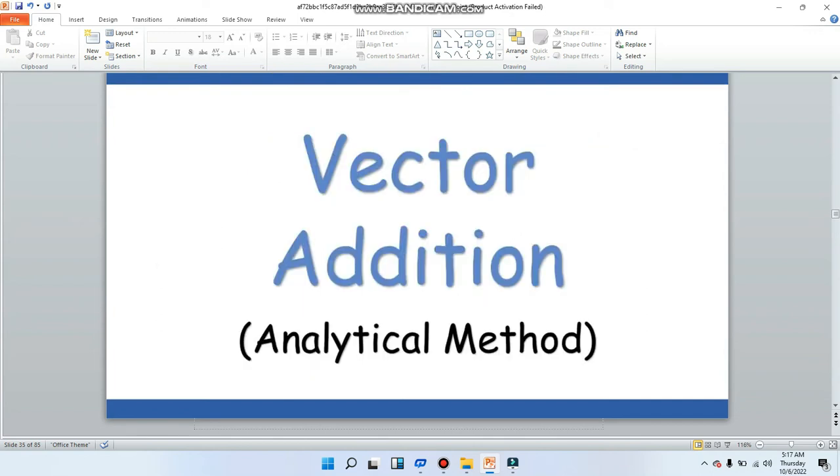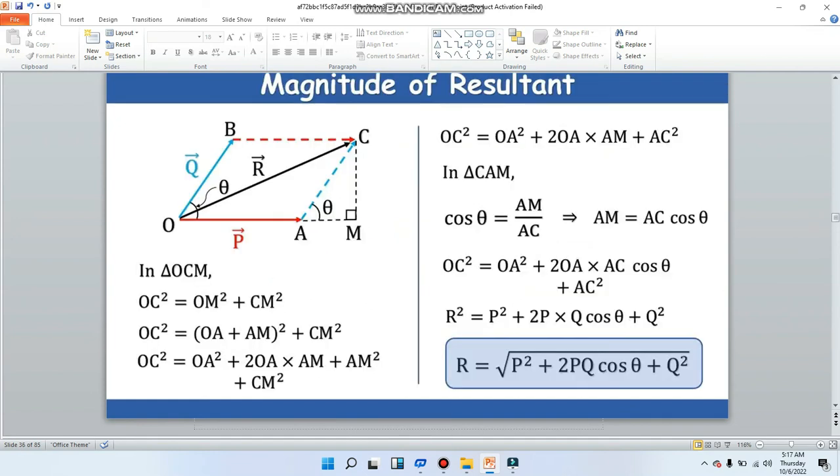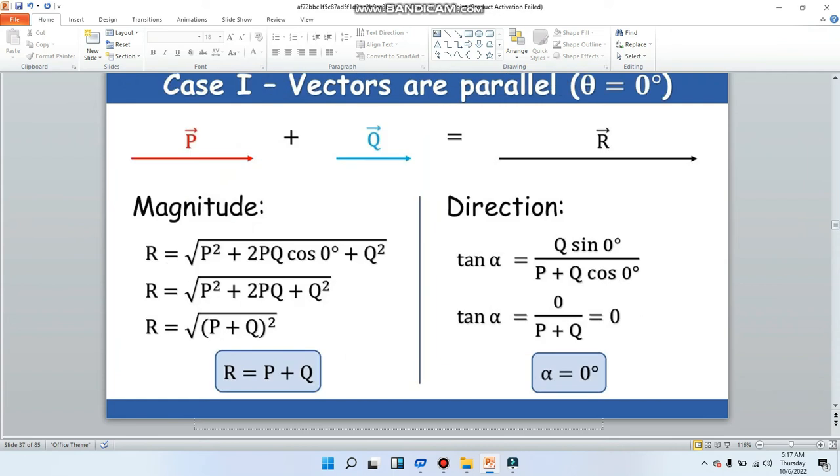Vector addition, analytical method. Magnitude of the resultant. This figure shows the vectors and their angles. We leave this proof, I'm not doing it here.